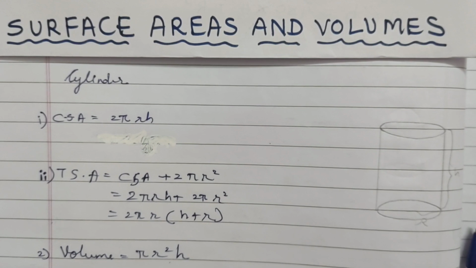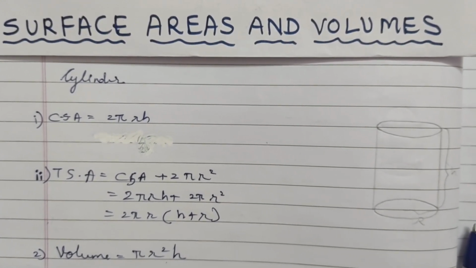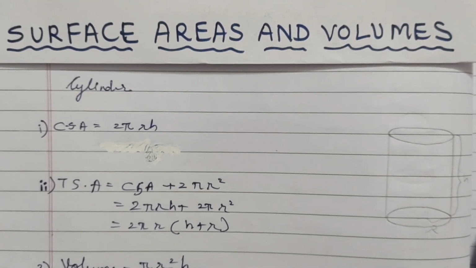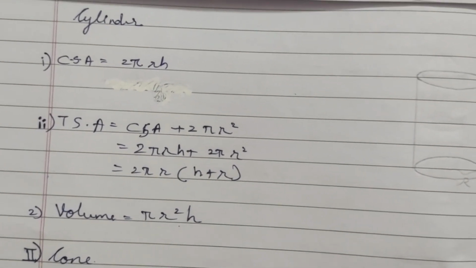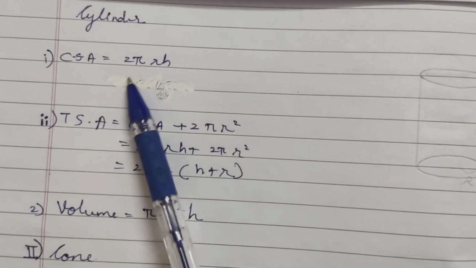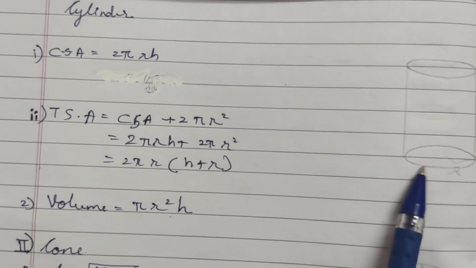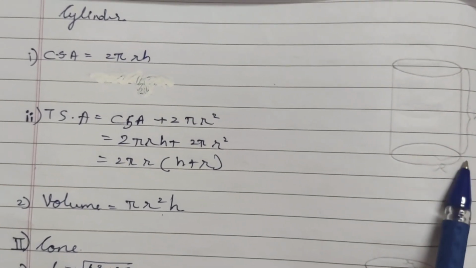Before that, let us see the formulas for curved surface area, total surface area and volume for the different three-dimensional shapes. First is cylinder. So the curved surface area is equal to 2 pi RH, where R is the radius of the curved surface and H is the height.